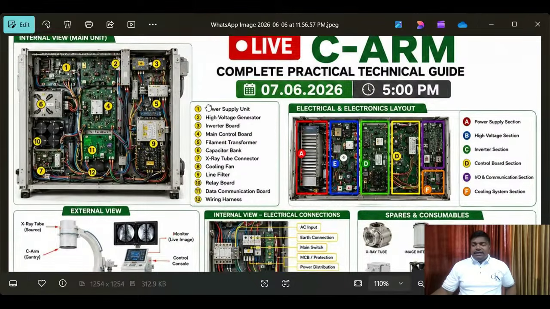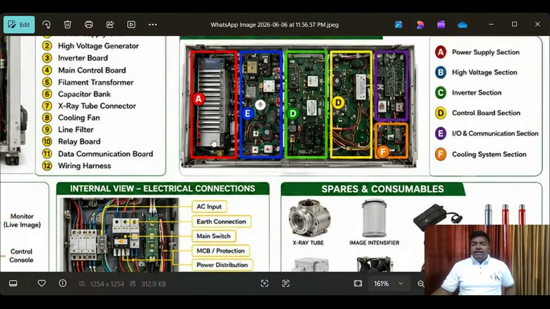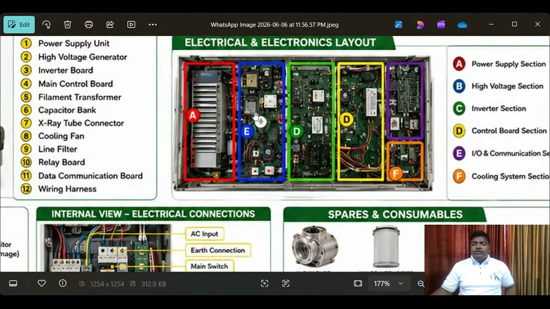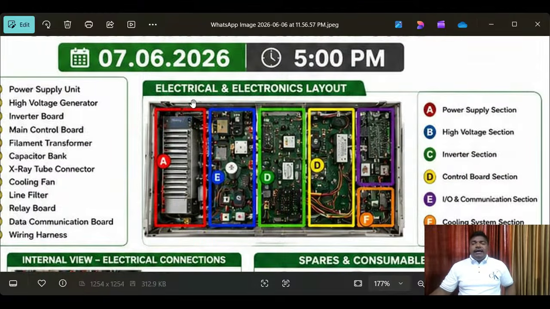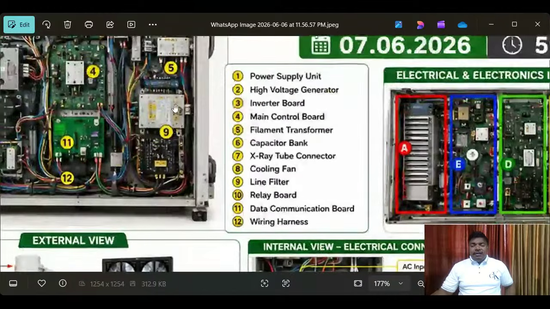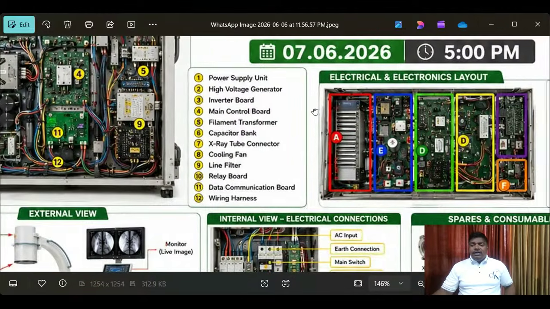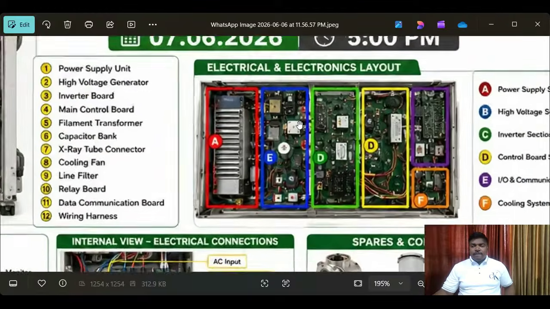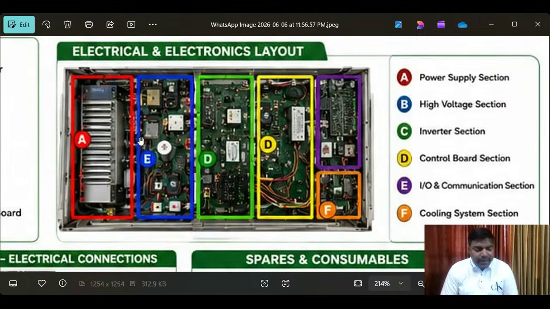Now one part is completed. Next, come here. This is the main part I'm going to show you. This is the electrical part. How it looks, I am going to show you in a very practical way. See here, electrical and electronic layout. All these things are available in the inside part here. Here only. The compartment is different here, so that you can understand. See here very clearly. Okay. I hope I'm giving very clear information.